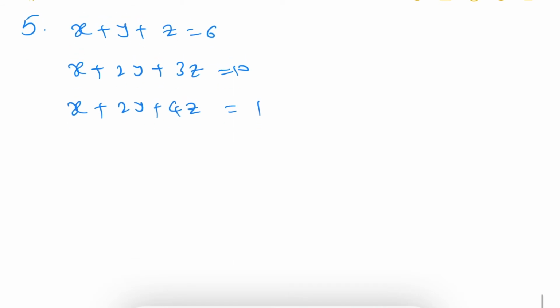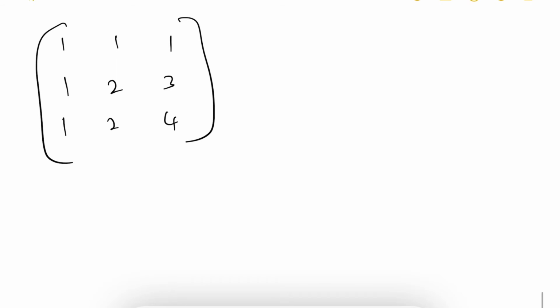Okay, now first let us write the A matrix. So x coefficient, y coefficient, z coefficient in each row. So first let us find out the rank of this one. For that I am going to find the determinant.